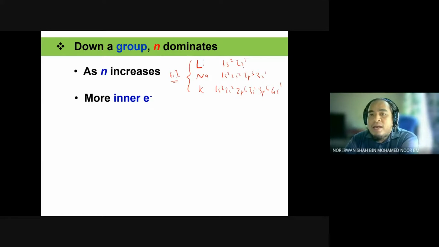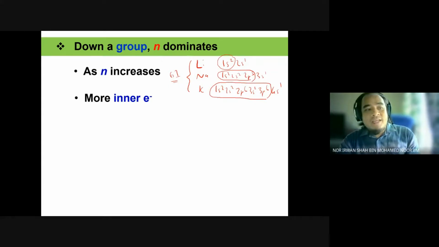Tapi sekarang ni, apa yang membezakan untuk setiap members of this group 1 element ni? Okay guys, apa kita nampak? Dia punya inner electrons dia berbeza. Nampak? Lithium ada 2 inner electrons. Sodium has 10 inner electrons. While potassium has 18 inner electrons. So apa kesan dia apabila inner electrons bertambah? Okay guys, sekarang ni outer electron sama. Kan outer electron untuk lithium, sodium, potassium are the same. Tak berubah. Yang berubah adalah inner electron dia.